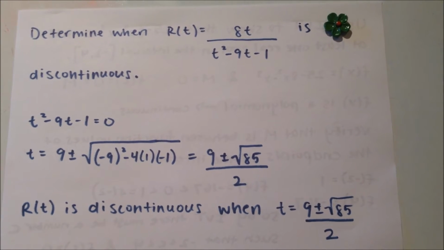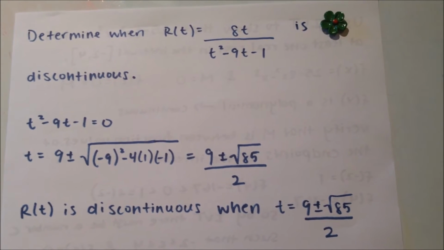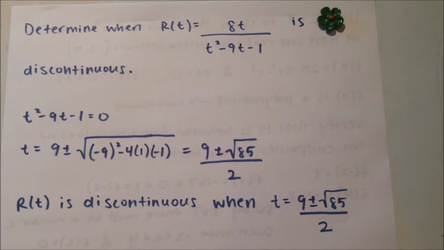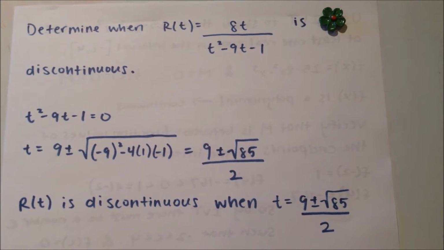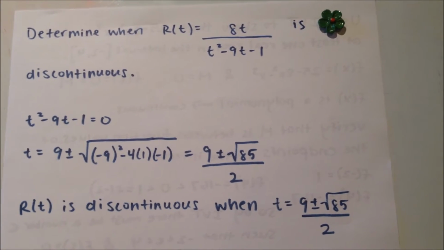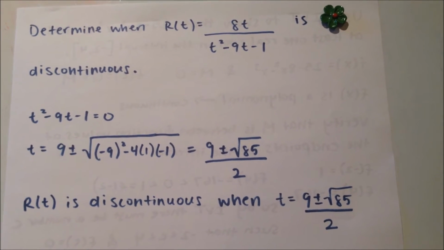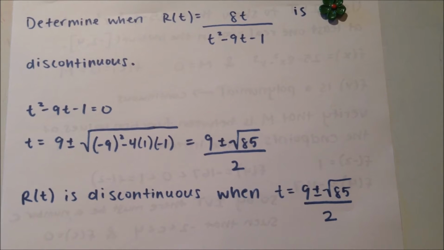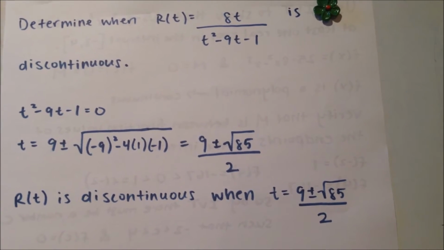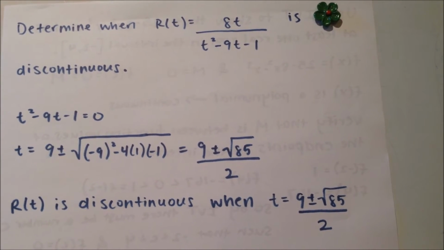So for the second example problem, we will determine when r of t is equal to 8t over t squared minus 9t minus 1 is discontinuous. Because r of t is a rational expression, if it is dividing by 0, it will be discontinuous. So we set t squared minus 9t minus 1, the denominator, equal to 0. And then we solve for t, and we get 9 plus or minus root 85 over 2. So r of t is discontinuous when t is equal to 9 plus or minus root 85 over 2.